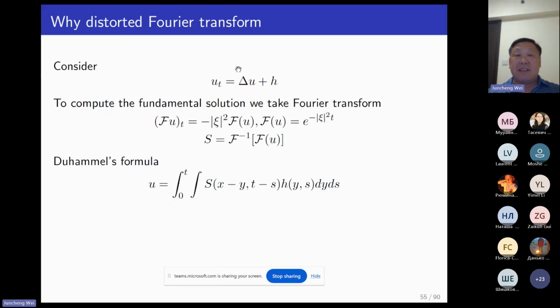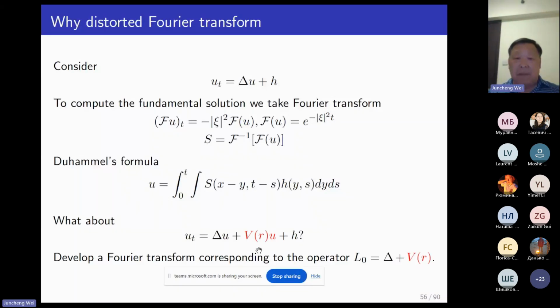If we just consider the parabolic equation, the heat equation, u_t equals Laplace u plus h, how do we get the fundamental solution? We get it by taking the Fourier transform on both sides. The Fourier transform gives this minus cosine square, and then our solution is the inverse Fourier transform. Then you have this Duhamel formula.